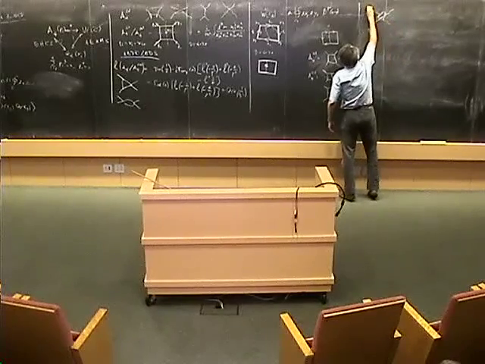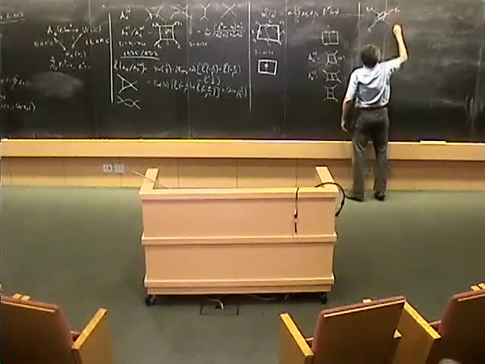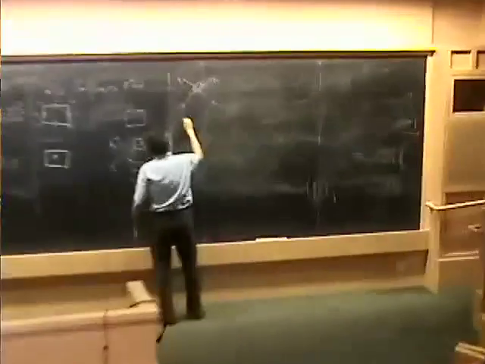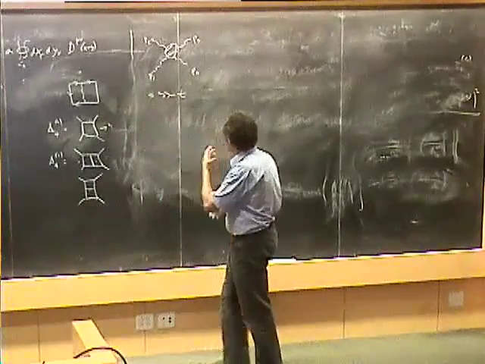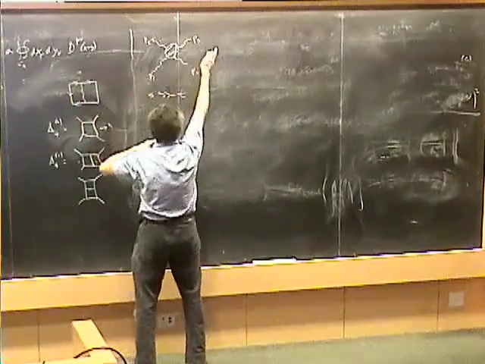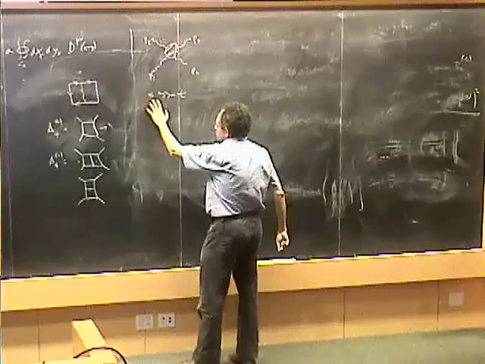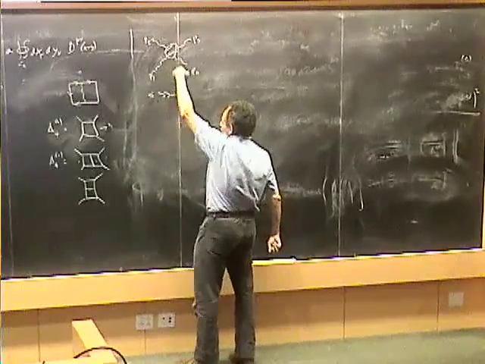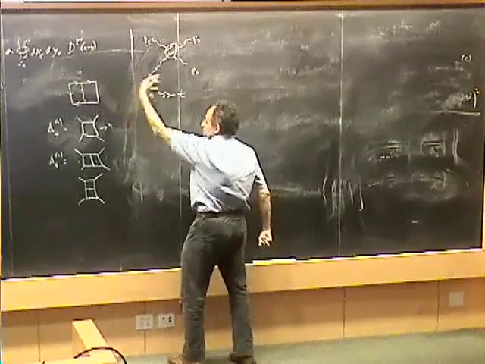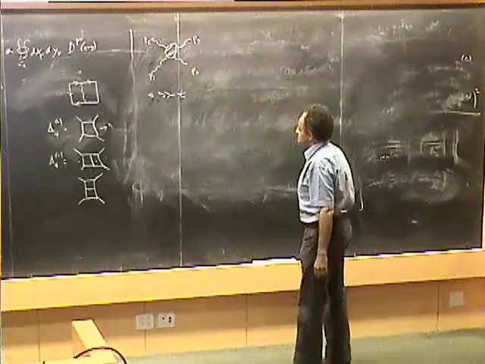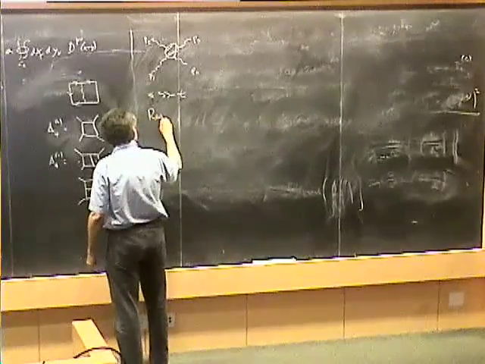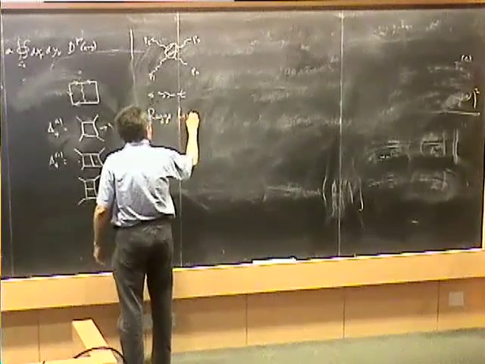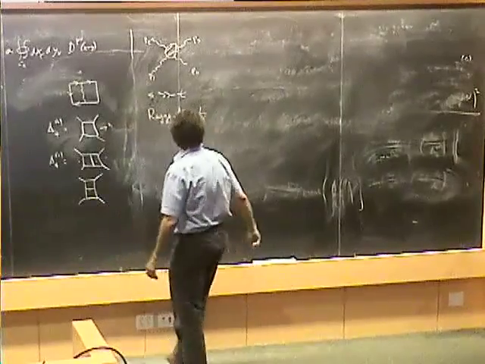P1, P2, P3, P4, in the limit when S is much bigger than minus T. So I want to go to a physical channel where these two particles are incoming and these two are outgoing. I want to consider the situation when the momentum transferred in the T channel is negative and S is much bigger than minus T. This is the so-called Regge limit.